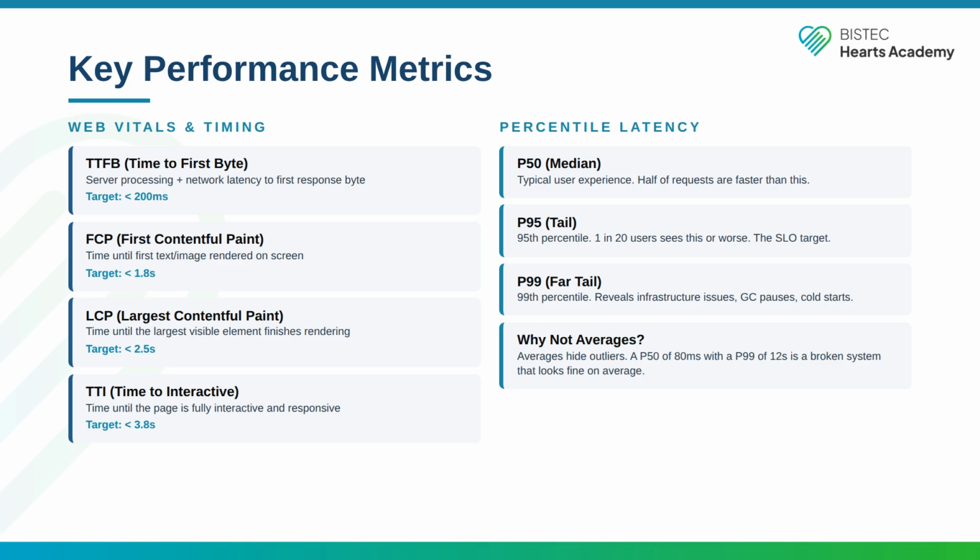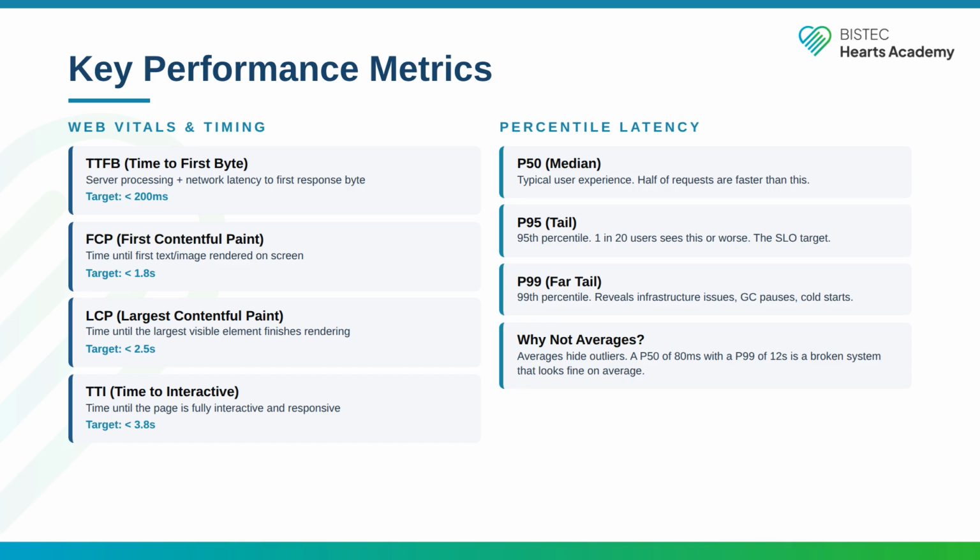Now for percentile latency, and this is crucial. P50 is the median, the typical user experience. Half of all requests are faster than this number. P95 means 1 in 20 users sees this latency or worse. This is usually your SLO target, the number you commit to in your service level objectives. P99 reveals infrastructure issues: garbage collection pauses, cold starts, network timeouts, connection pool exhaustion.